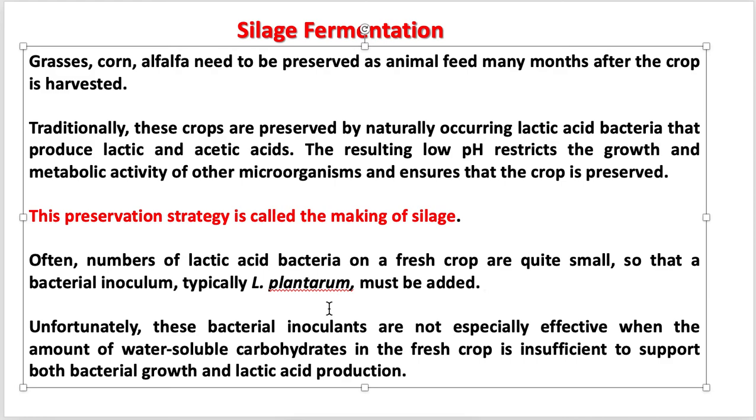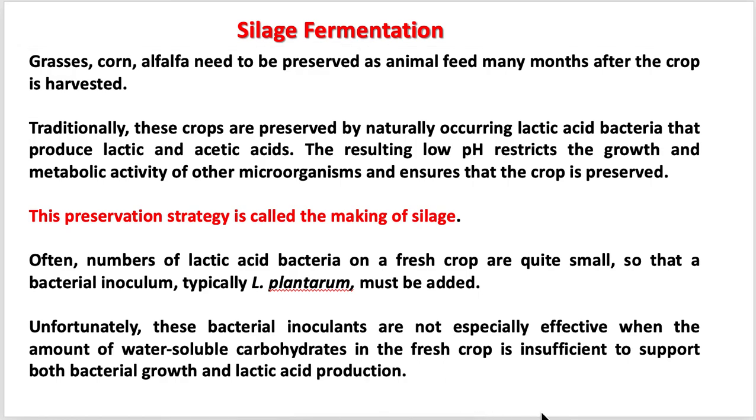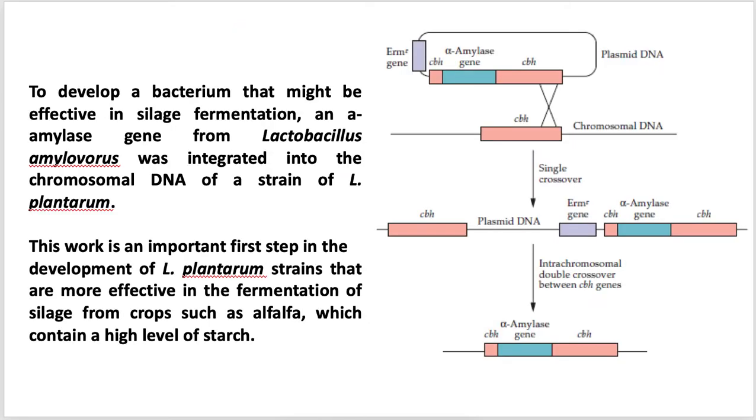Another problem is if these crops contain a low amount of water soluble carbohydrates, then these bacteria, Lactobacillus plantarum, cannot grow efficiently on them. So if the crops have a low amount of water soluble carbohydrates, this is not favorable for the growth of lactic acid producing bacteria. Now how can we address this problem? Again, we can take help from genetic engineering, recombinant DNA technology.